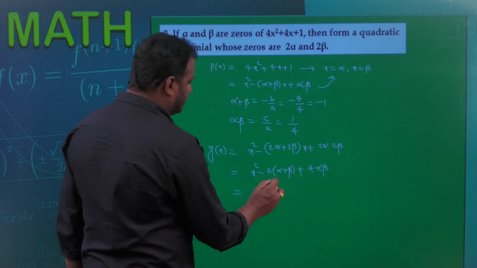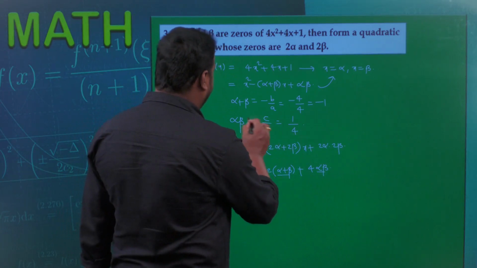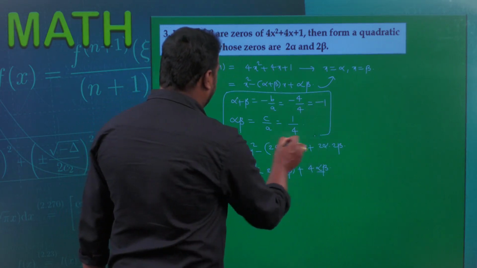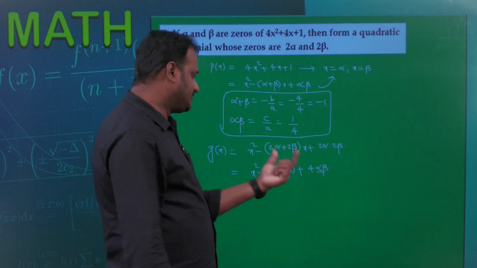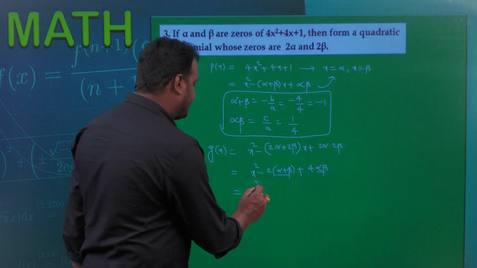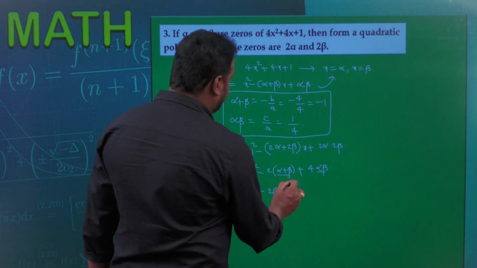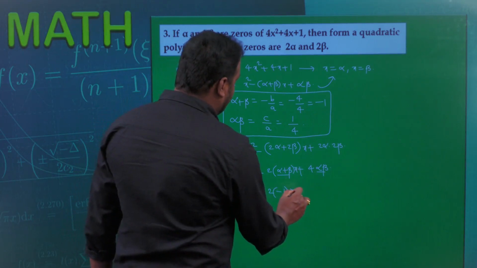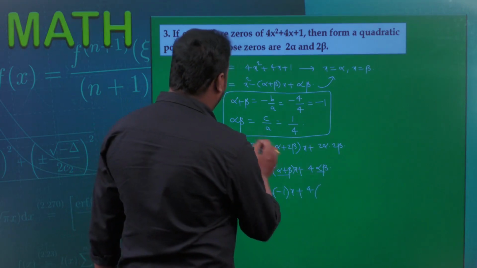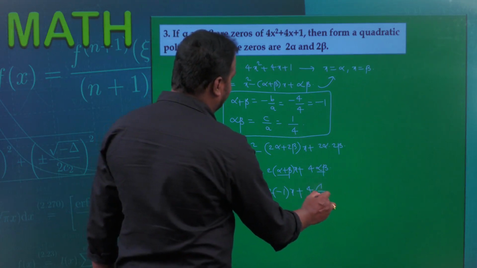So you know the value of alpha plus beta as well as alpha beta. See here, these are the values of alpha plus beta and alpha beta. We can substitute back here. That is x square minus 2 into what is alpha plus beta, which is minus 1, into x plus 4 into what is alpha beta? Alpha beta is equal to 1 by 4.